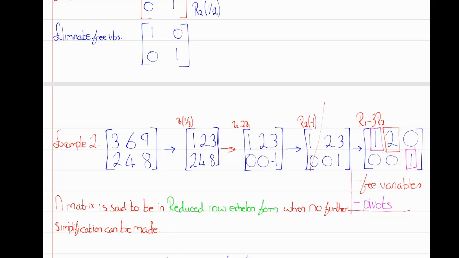That gives us 0 on the top. We're left with 1, 2, 0, 0, 0, 1. The 1s are known as pivots, and the 2 is known as a free variable. This matrix here is in reduced row echelon form because no further simplifications can be made to this matrix.